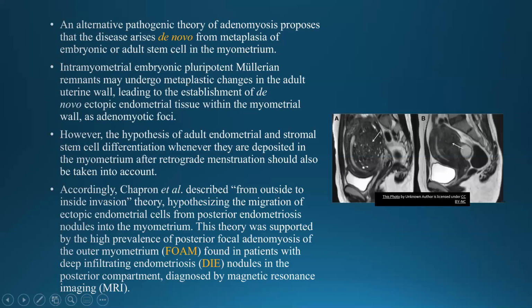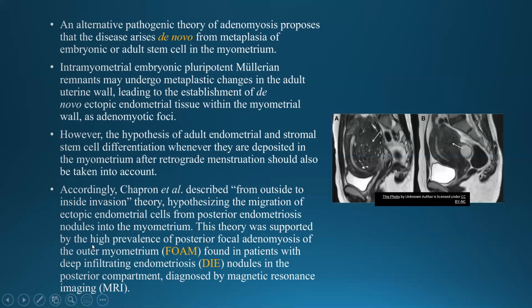Described adenomyosis from outside to inside invasion, because we know that in adenomyosis the endometrial lining goes through the myometrium from inside to outside. But what explains the outside to inside invasion is this hypothesis by Chapron et al. He hypothesized the migration of ectopic endometrial cells from the posterior endometriosis nodules into the myometrium.